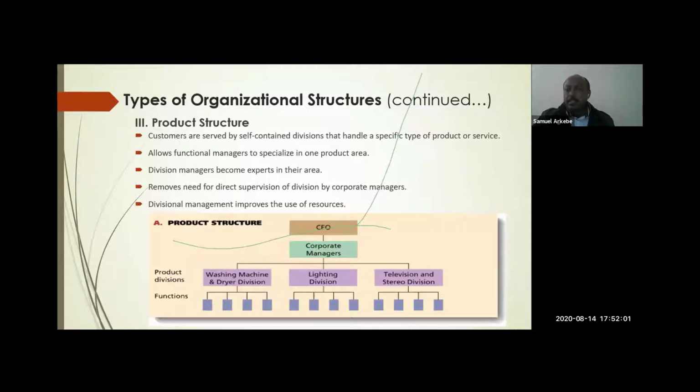And then the television and stereo division, the tapes and all. So it could also have a different division. And then under each, there could be subdivisions or functions. So this is what we call product structure.